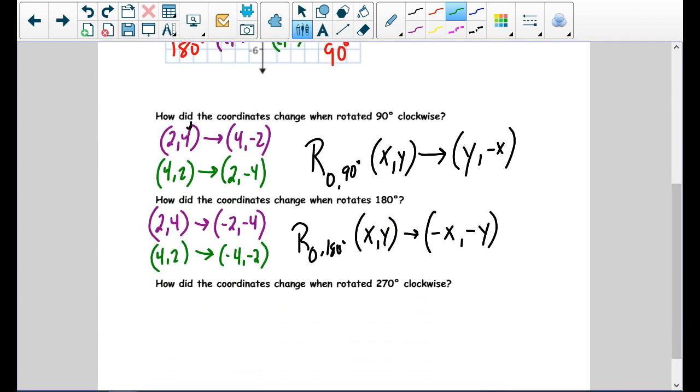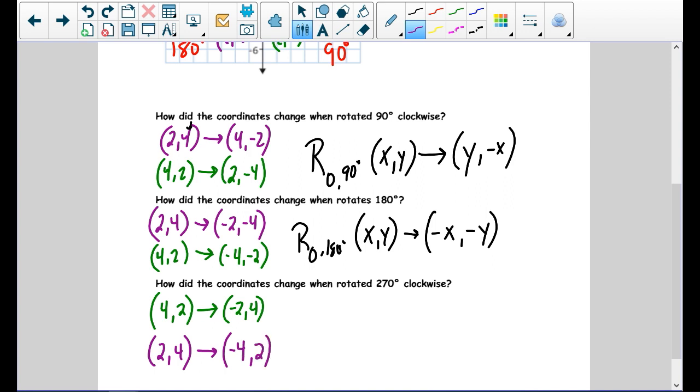So we have 4, 2 is my original. It moves to -2, +4. And then on the purple side original was 2, 4. And that changes then to -4, +2. So again, now we can write this rule.